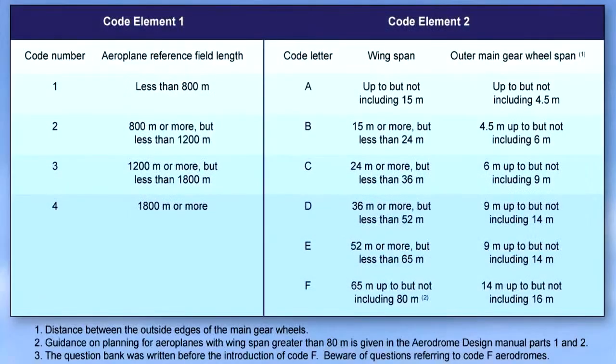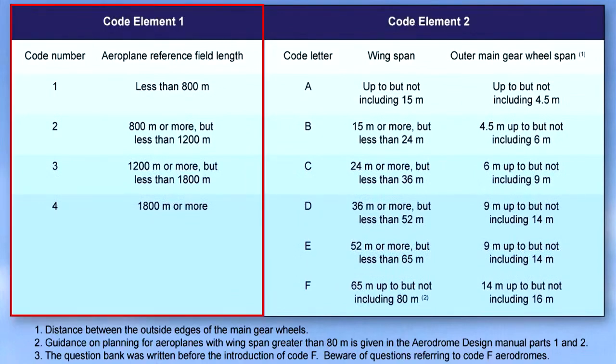The Aeroplane Reference Code is a simple method of interrelating the numerous specifications concerning the characteristics of aerodromes, and is used for aerodrome design and planning purposes. The coding system allows aircraft operators to determine the specification and suitability of the facilities at an aerodrome. The code is composed of two elements, which are related to aeroplane performance, characteristics, and dimensions.